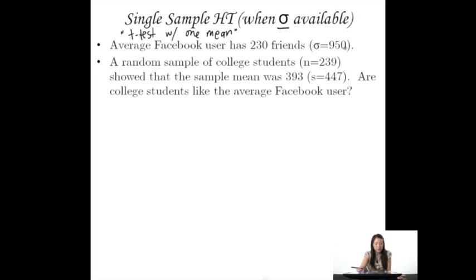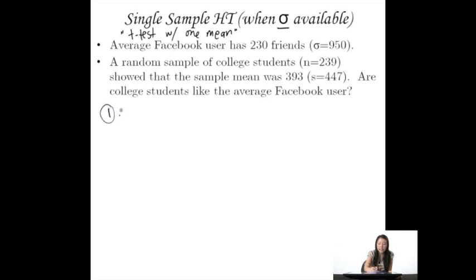So here it says the average Facebook user has 230 friends, sigma of 950. A random sample of college students, n equals 239, showed that the sample mean was 393 friends. Are college students like the average Facebook user? Well, let's try to think about this by using hypothesis testing.